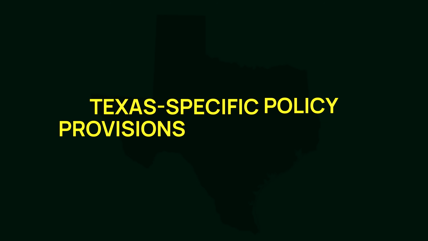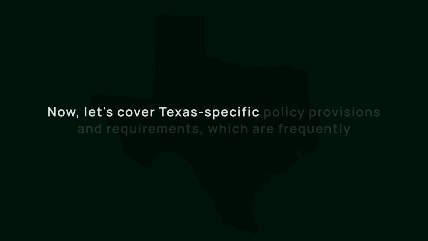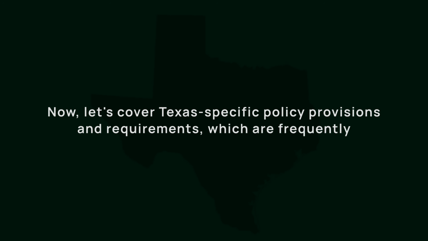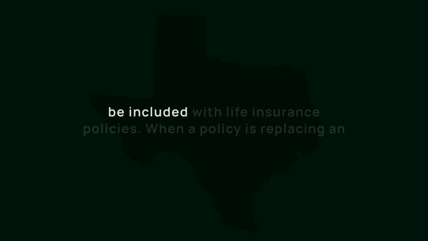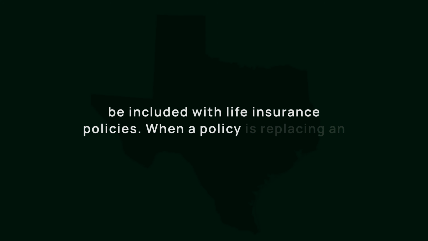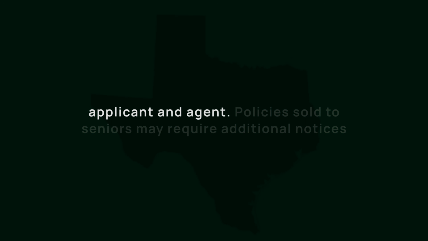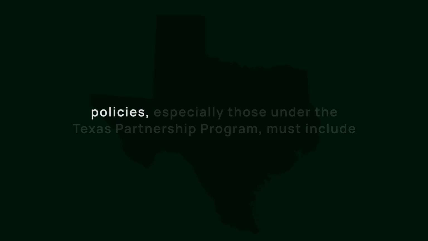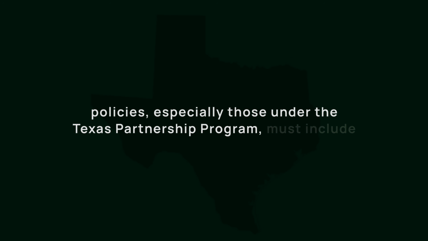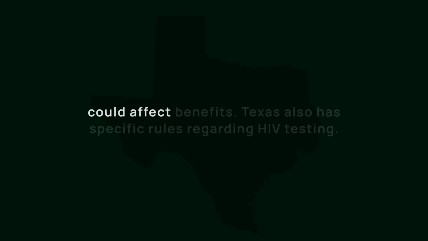Texas-specific policy provisions and requirements. Now, let's cover Texas-specific policy provisions and requirements, which are frequently tested on the state portion of the exam. Texas requires certain notices to be included with life insurance policies. When a policy is replacing an existing one, the replacement notice must be provided and signed by the applicant and agent. Policies sold to seniors may require additional notices explaining benefits, costs, and consumer rights. Long-term care policies, especially those under the Texas Partnership Program, must include notices about asset protection, rate increases, and any conditions that could affect benefits.